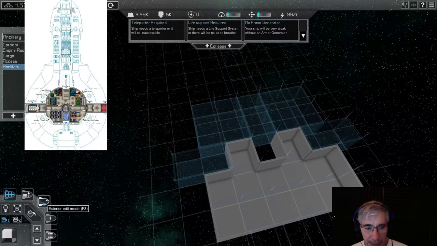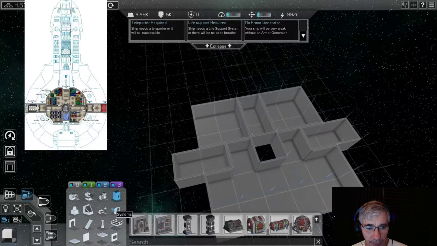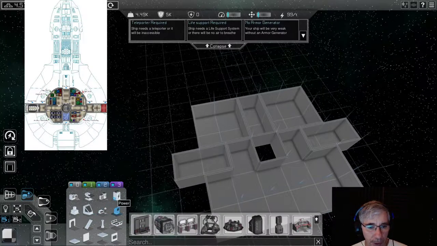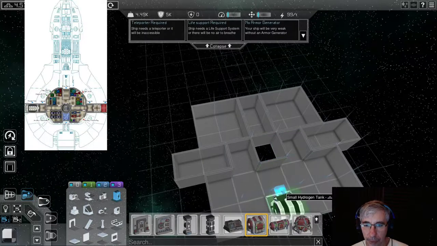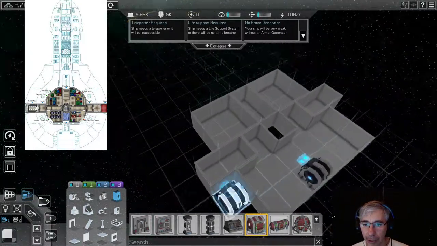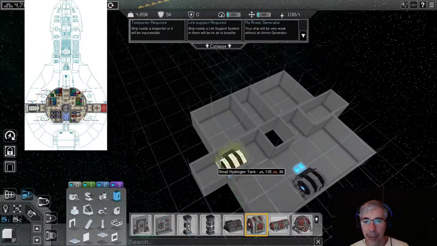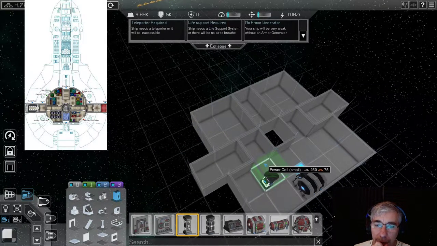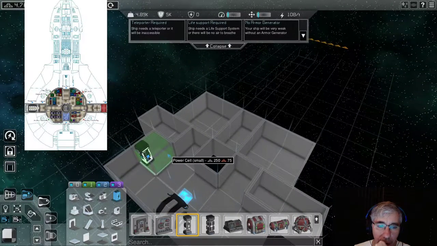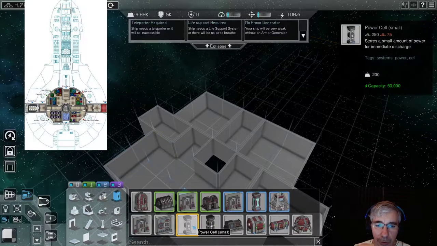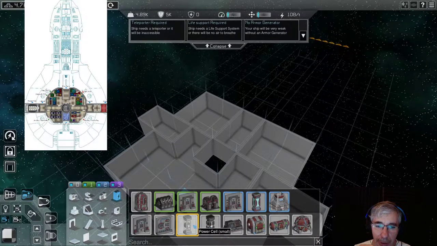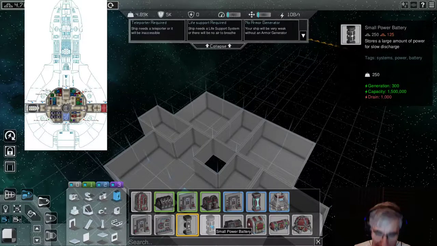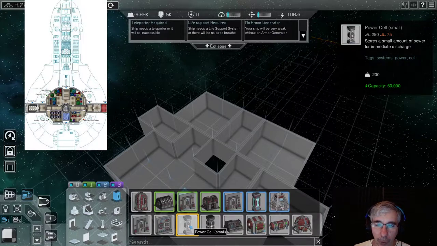So this would be the place that we will use for the power. We will place there a hydrogen tank, and then we will need batteries. So now with the batteries, right? We will need batteries for. Well, there are two power sources, right? Like the power cell and the battery. So the power cell works as a condenser. Like it will charge and discharge very fast.